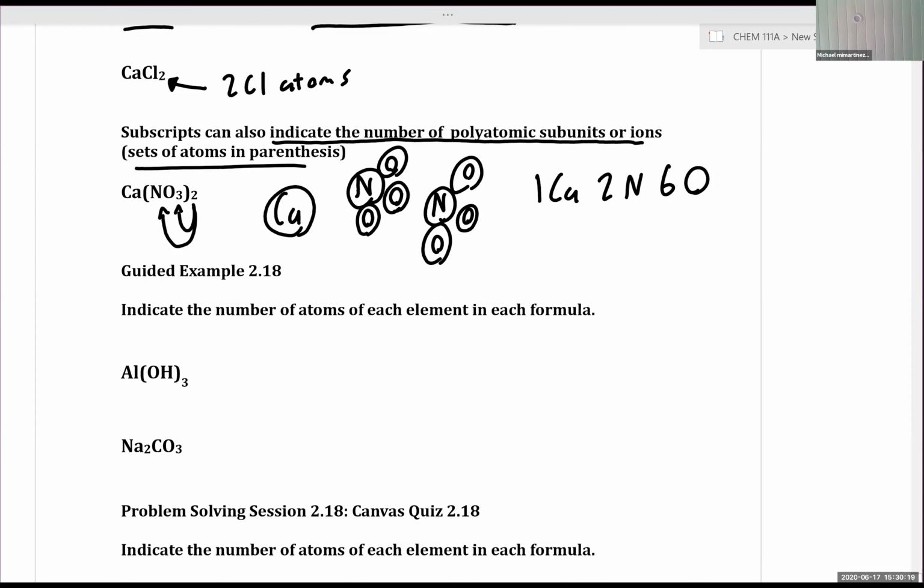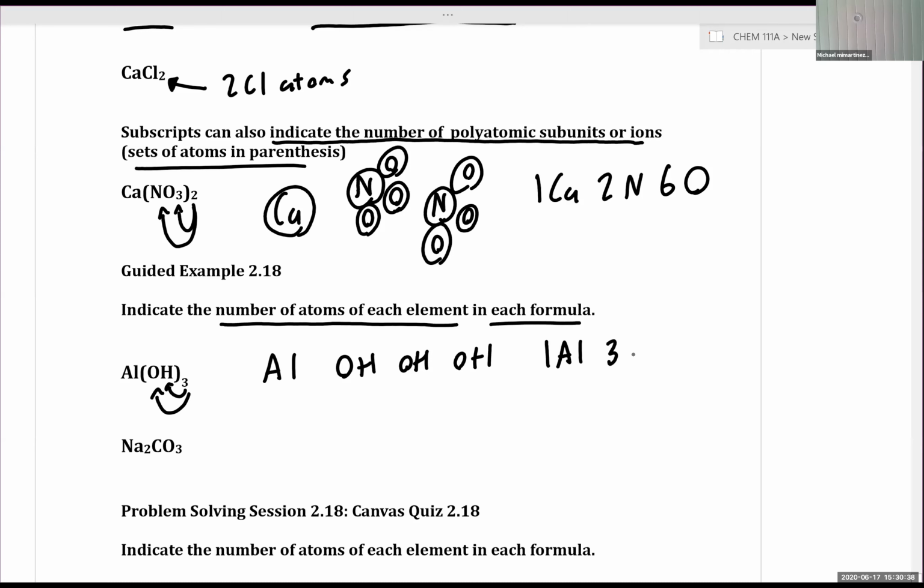In this next guided example, we're going to indicate the number of atoms of each element in each formula. So in this case, aluminum hydroxide, I apply my subscript to everything in the parentheses. So I draw out my 3 hydroxides. So I have 1 aluminum, 3 oxygen atoms, and 3 hydrogen atoms. In sodium carbonate, I have 2 sodium atoms, 1 carbon, and 3 oxygen atoms. Does this example make sense so far?